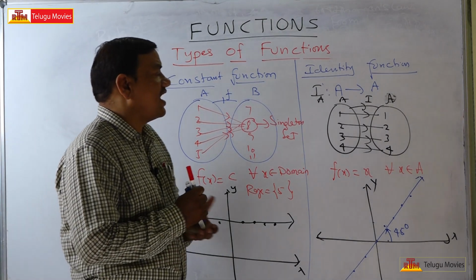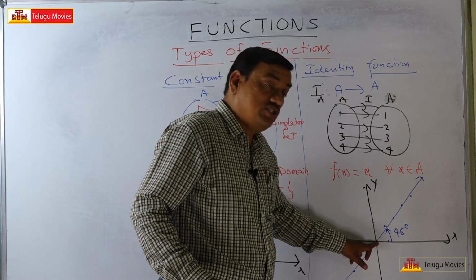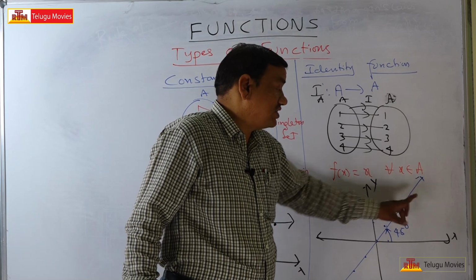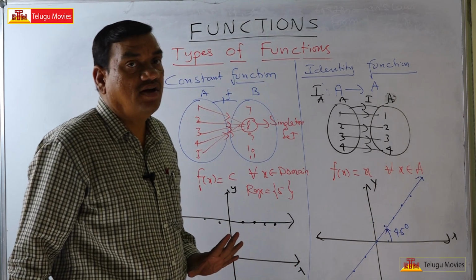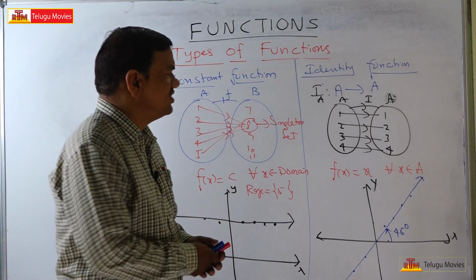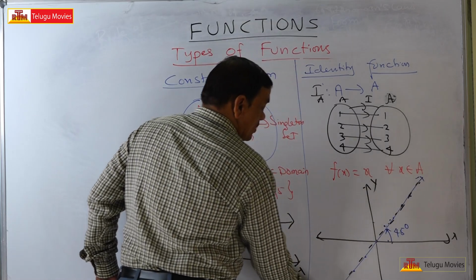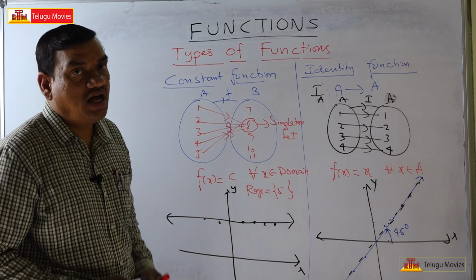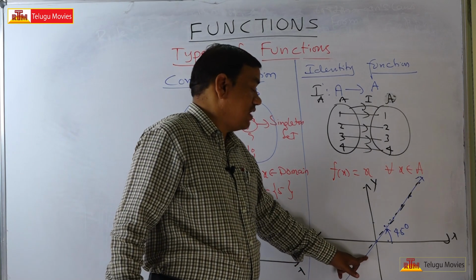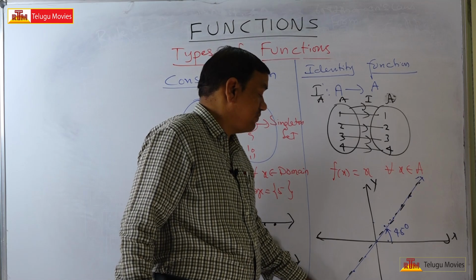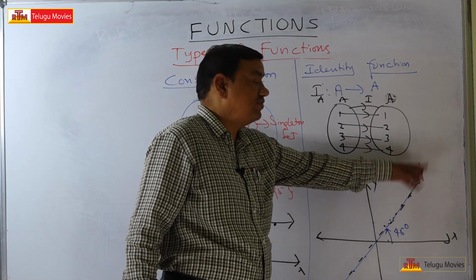So the graph of the identity function is a straight line passing through origin, lying in the first and third quadrants, and making 45 degrees with the x-axis. Understand? Why? Because clearly it is saying 1, 1. So in this line, the x coordinates and y coordinates are equal. That means minus 1 comma minus 1, minus 2 comma minus 2, minus 3 comma minus 3, minus 4 comma minus 4, 0 comma 0, 1 comma 1, 2 comma 2, 3 comma 3, 4 comma 4.